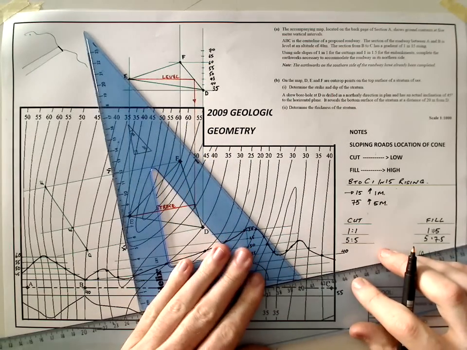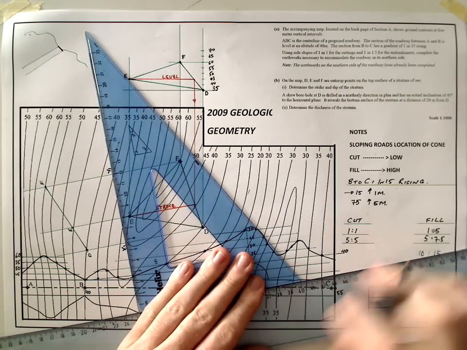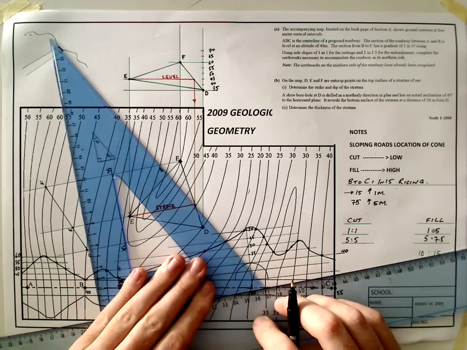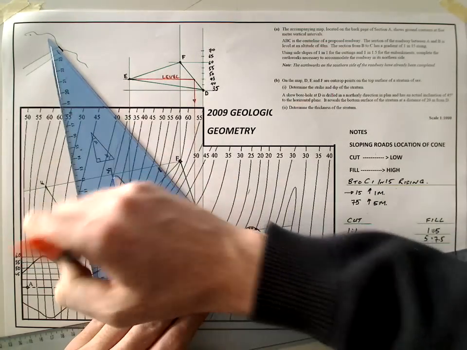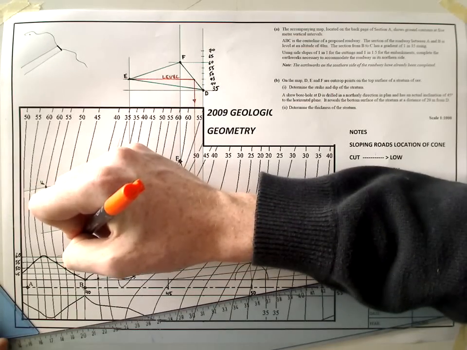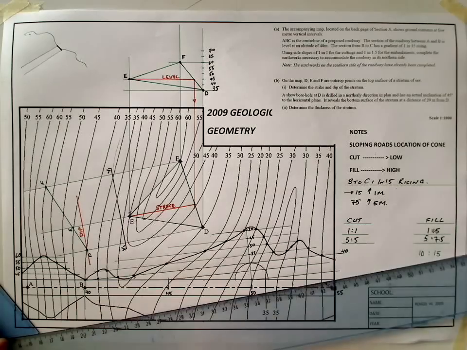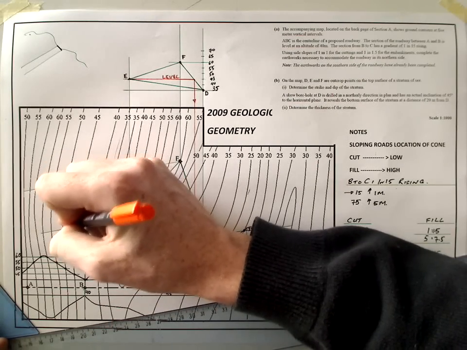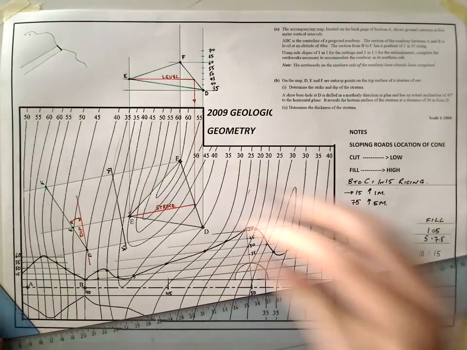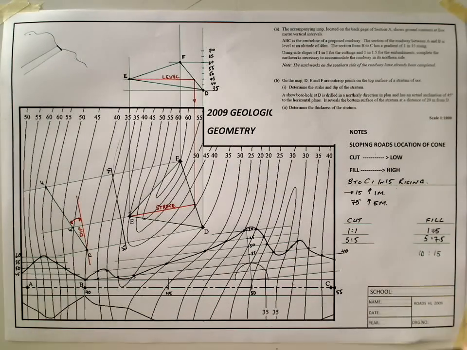Or I can copy this X1, Y1 line and bring it up here as far as D. And this angle here is the dip. That's the angle there.